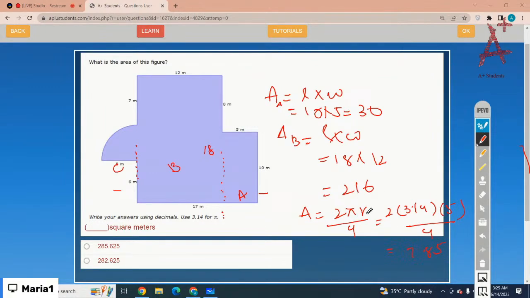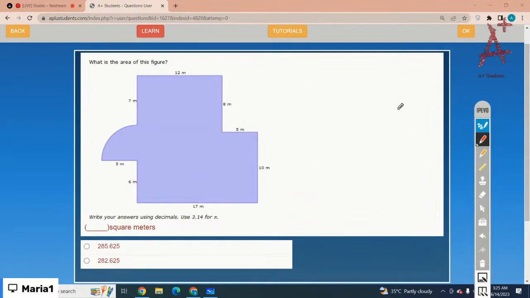Oh, area of a circle would be pi r square, not 2 pi r. Got it? Area of the circle would be pi r square. Area of the quarter circle is pi r square divided by 4. So it would be 3.14 times 5 square divided by 4. Got it?